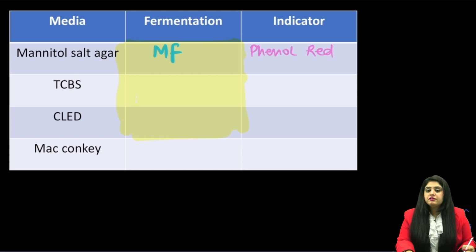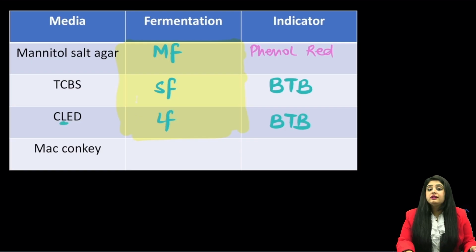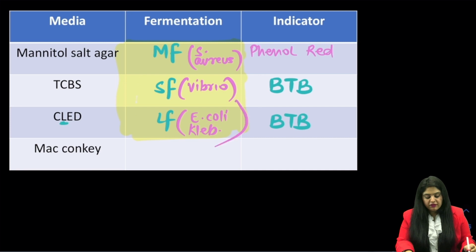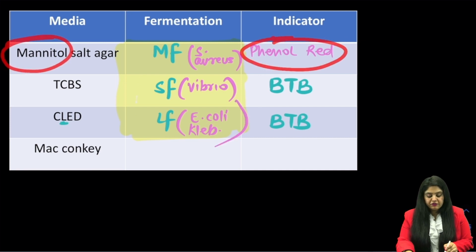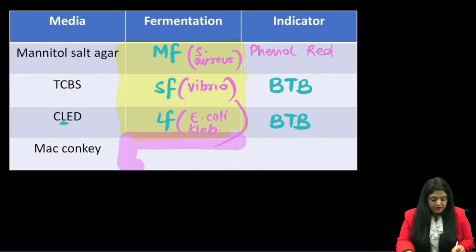Thiosulfate, citrate, bile salt, sucrose. Of course, I'm talking about sucrose fermentation. Vibrio cholera, sucrose fermentation. And over here also the indicator is bromothymol blue, which is also the indicator of the CLED media. But CLED media mein L hai na, that is where you're doing the lactose fermentation. So can you tell me the organisms? Mannitol fermentation was for Staph aureus. TCBS is for Vibrio cholera. And CLED is of course for KK, lactose fermentation, E. coli, Klebsiella, woh wala family. So repeating, mannitol salt agar ke liye phenol red, TCBS and CLED ke liye bromothymol blue. Now let's finally come to the pretty pink plant.